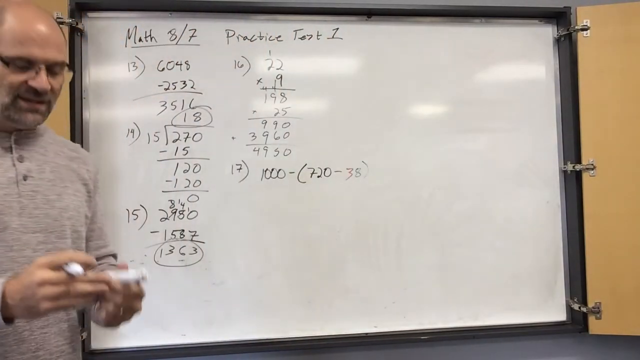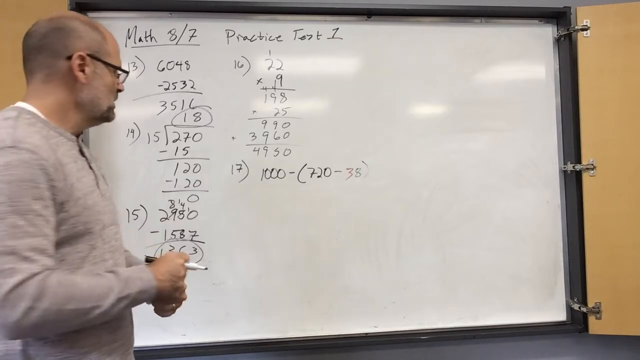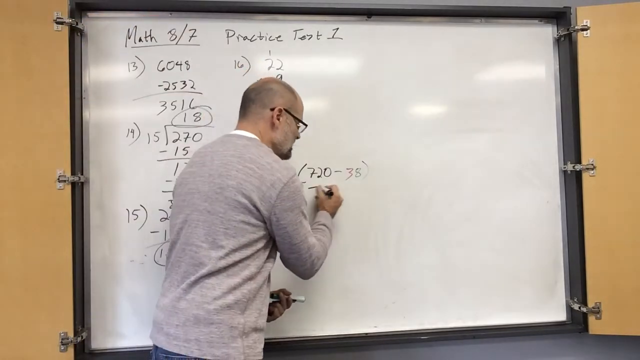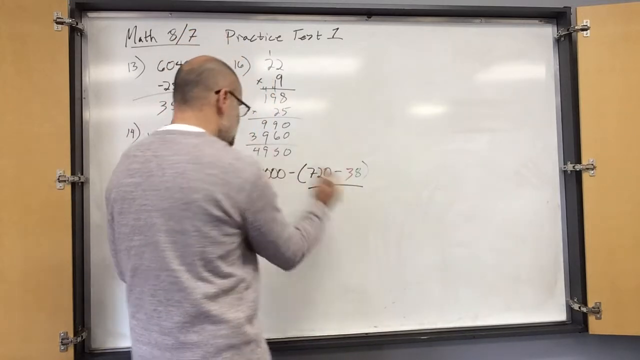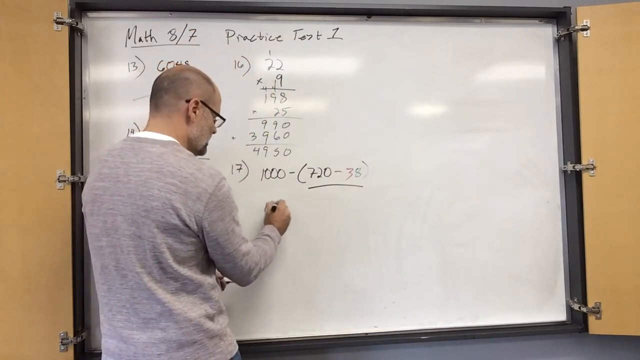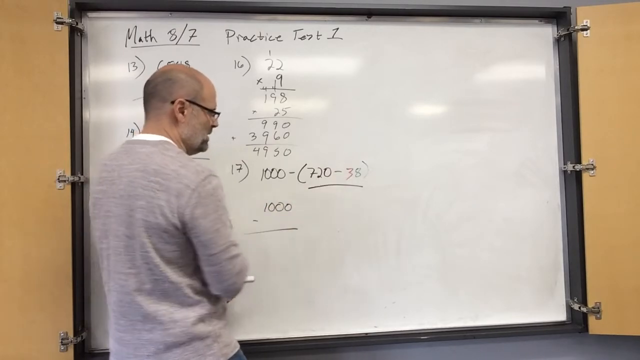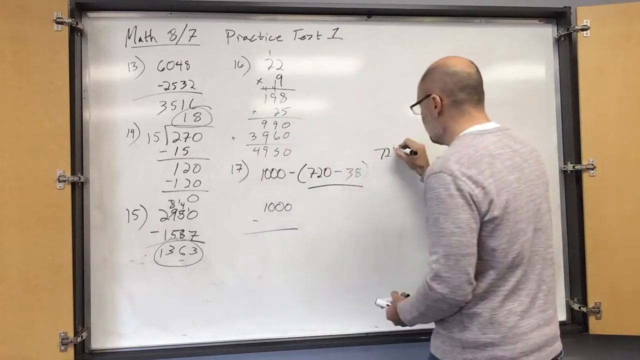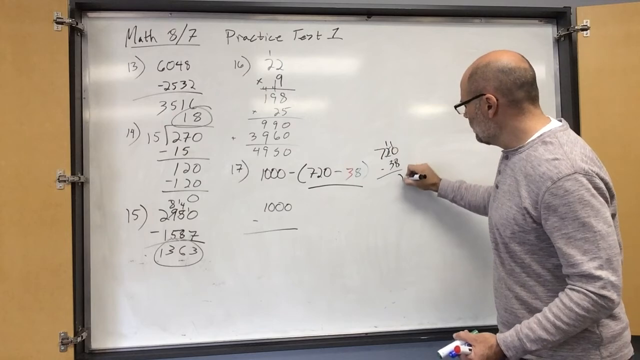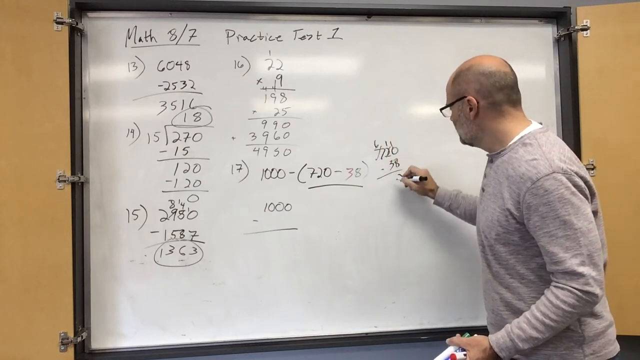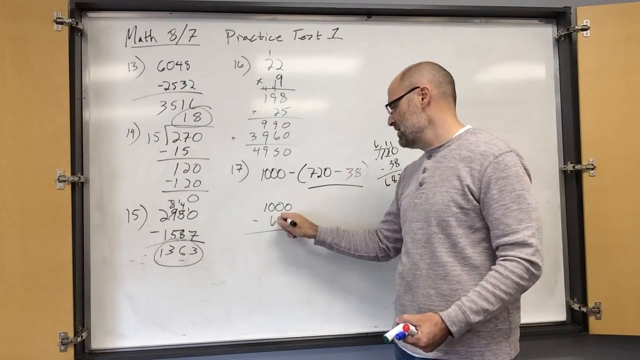Okay, so what do you do first, Hunter? Well, you gotta subtract the ones in parentheses. Yes, do parentheses. Always P first. So this one I'm not going to do anything with. I'm just going to leave it here, and I'm going to put my answer to this problem right there. All right, so let's do that. 720 minus 38. So I need to borrow a little bit. So 682 is what I get there.